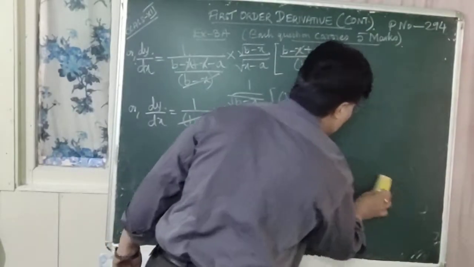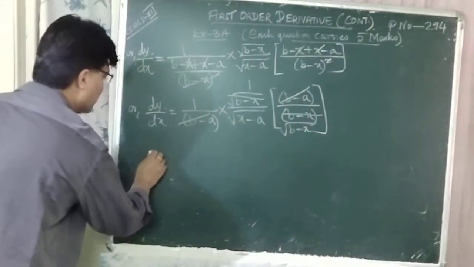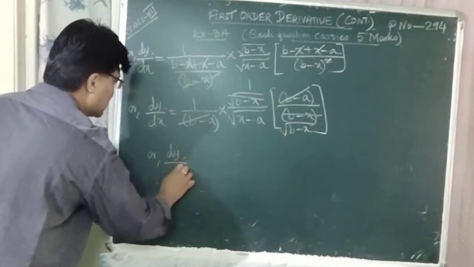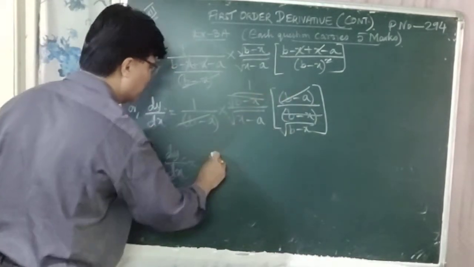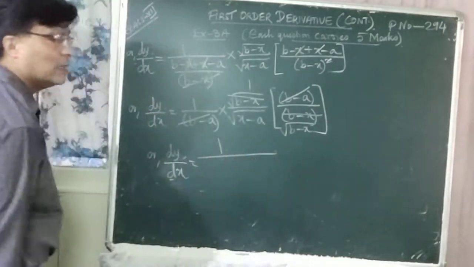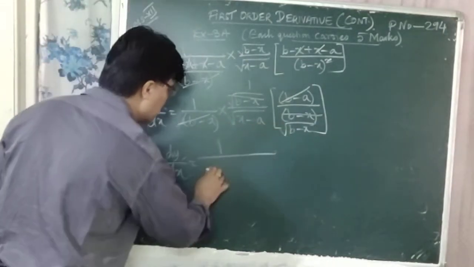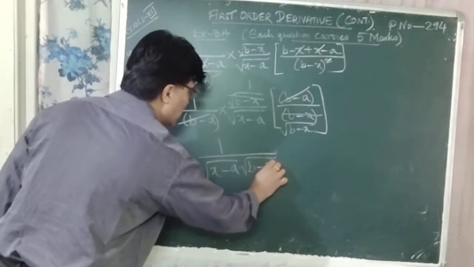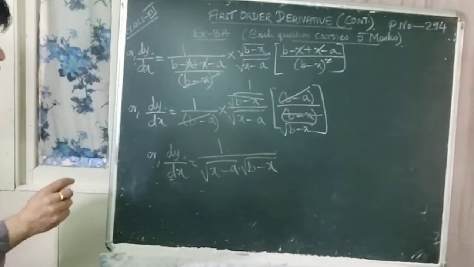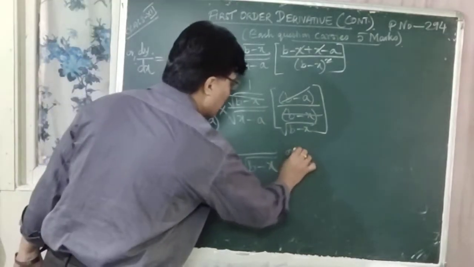Now next, what will you do? You can simplify it further. dy by dx is equal to, now it is 1 into 1 is 1, again 1. 1 divided by, in the denominator you can write this square root, x minus a into, within square root, it is b minus x. Or you may write it as dy by dx.